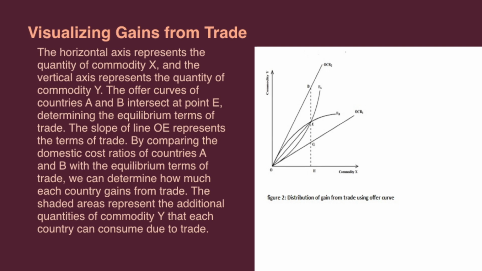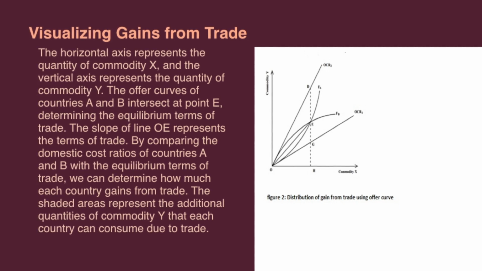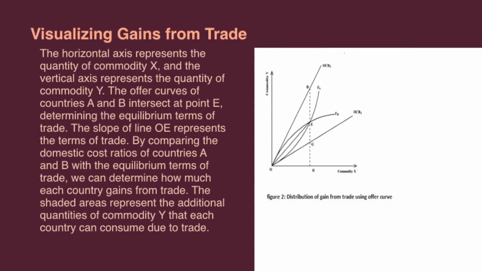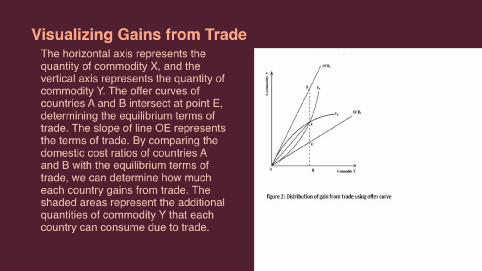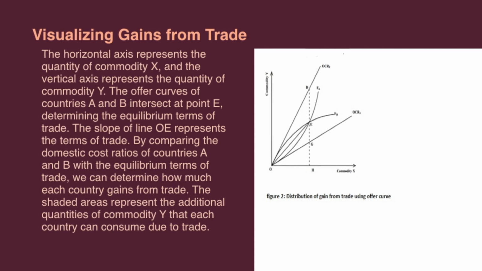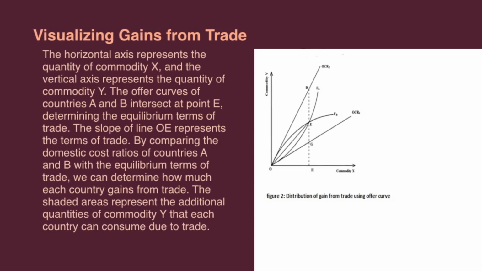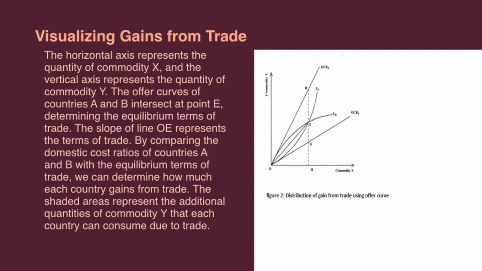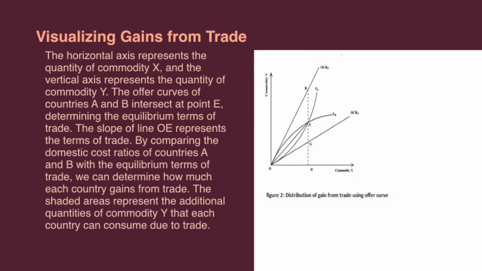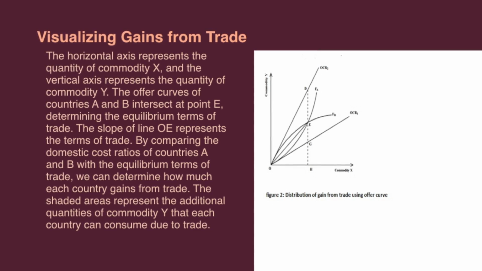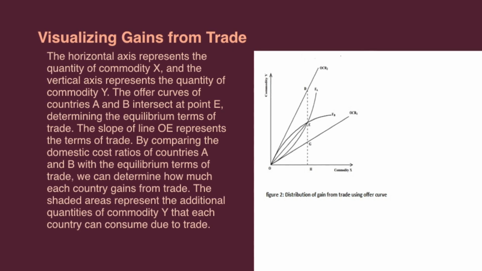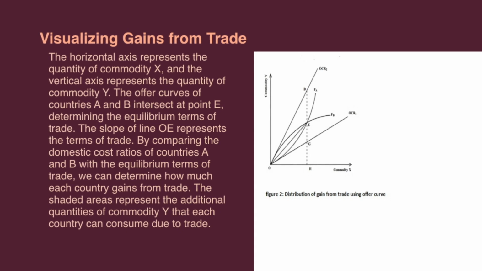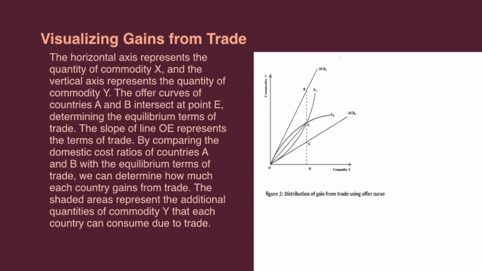So the domestic cost ratio for country A, if you see the figure, is ZH units of Y for OH units of X. But at point E, country A gets EH units of Y in exchange for OH units of commodity X. So country A gains, if you deduct, EH minus ZH, equal to EZ units of commodity Y due to trade with country B.